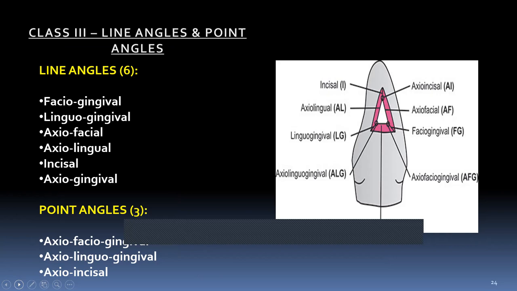In the class 3 cavity, there are 6 line angles and 3 point angles, as we can see in the picture. The first one is the faciogingival line angle, then the linguogingival line angle, as we have seen here. Then we have the axiofacial line angle, then the axiolingual line angle, then the incisal line angle, then the axiogingival line angle. The point angles, here we can see the point here, the axiolinguogingival angle. Then on the opposite side, we have the axiofaciogingival angle and the axioincisal angle.